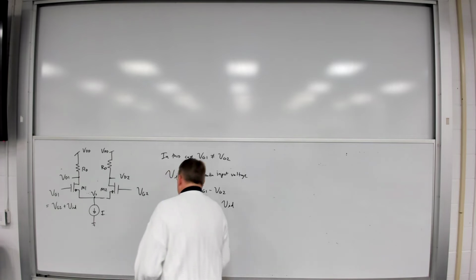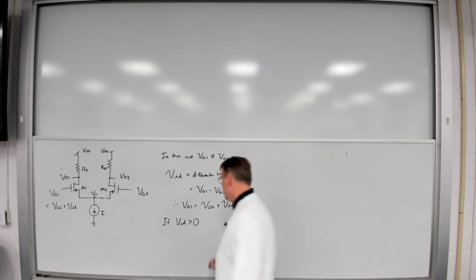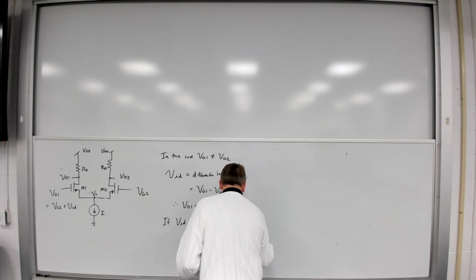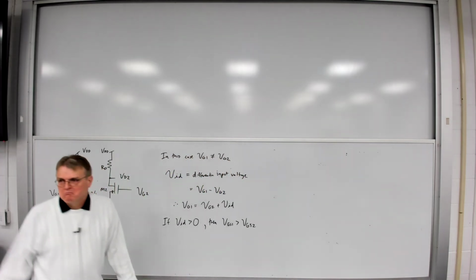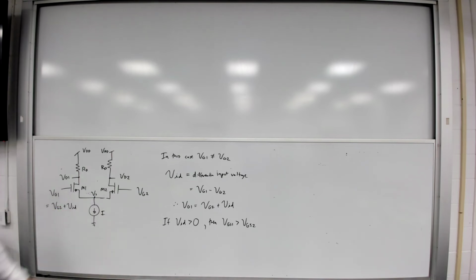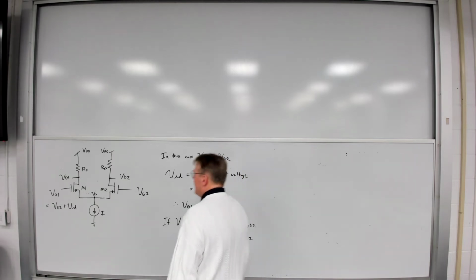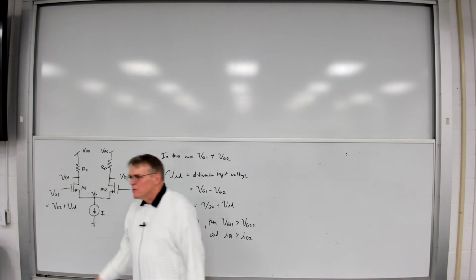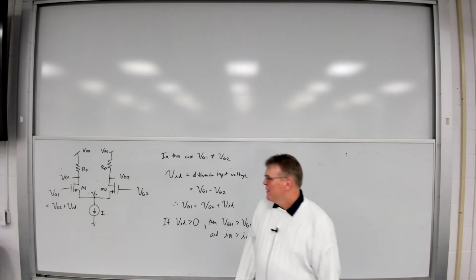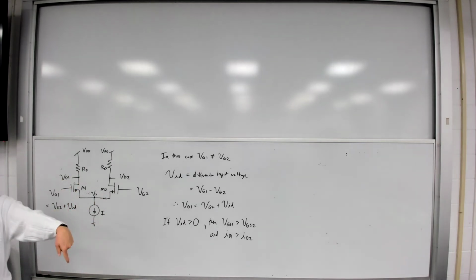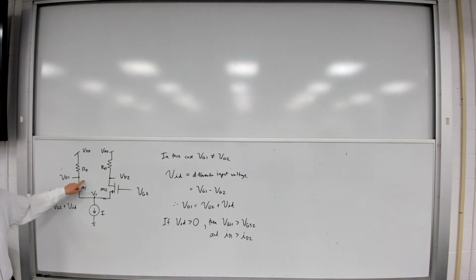So we note, if VID is greater than 0, if we assume VID is a positive voltage, then VGS1 will be greater than VGS2. That makes sense to everybody? So if VGS1 is greater than VGS2, what must be true about the drain currents? ID1 must be greater than ID2. But here's the trick. ID1 and ID2 still total to I. So what's going to happen is, as ID1 increases, ID2 is going to decrease, because that's the only place ID1 can get extra current from, because of that current source, is by taking it away from ID2.